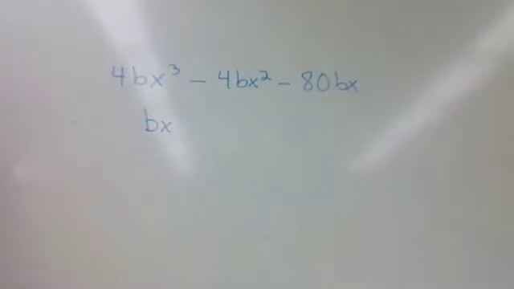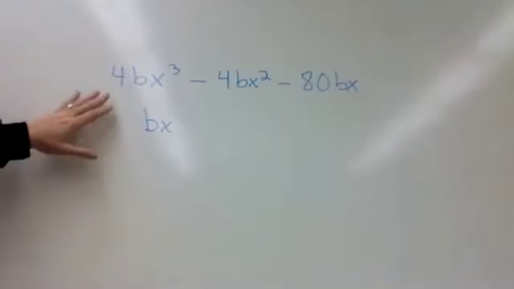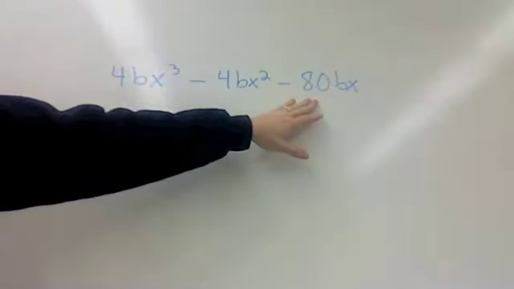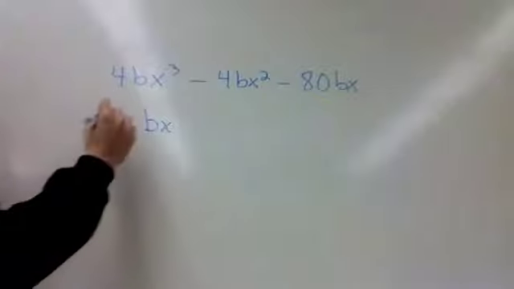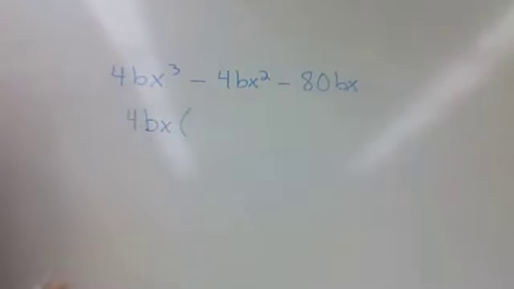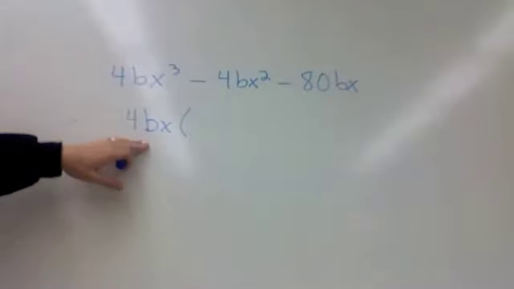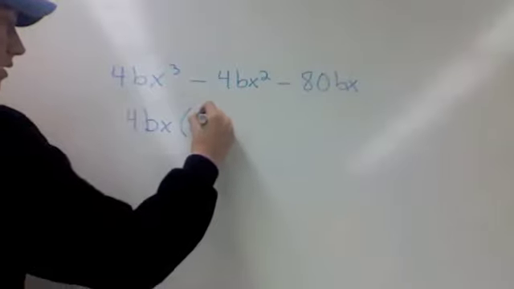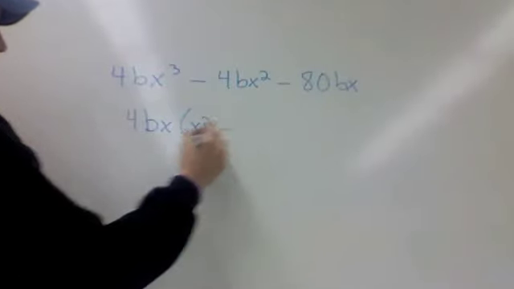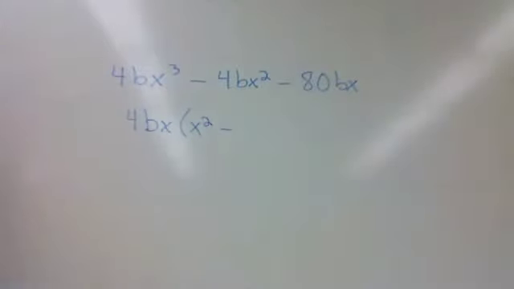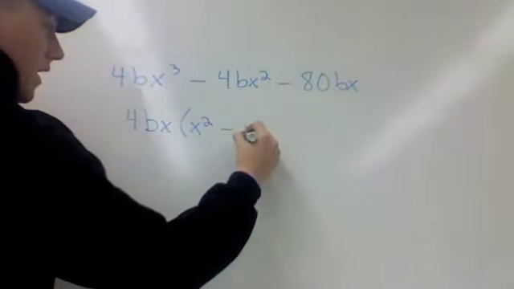But there's one more thing we can look at that they all have in common. We have a 4 here, we have a 4 here, and we know that 4 will go into 80. So our other common factor here is 4. So now we're going to take what times 4bx gives us 4bx cubed. And we see that's going to be x squared, minus what times 4bx gives us 4bx squared. And that's going to be x.